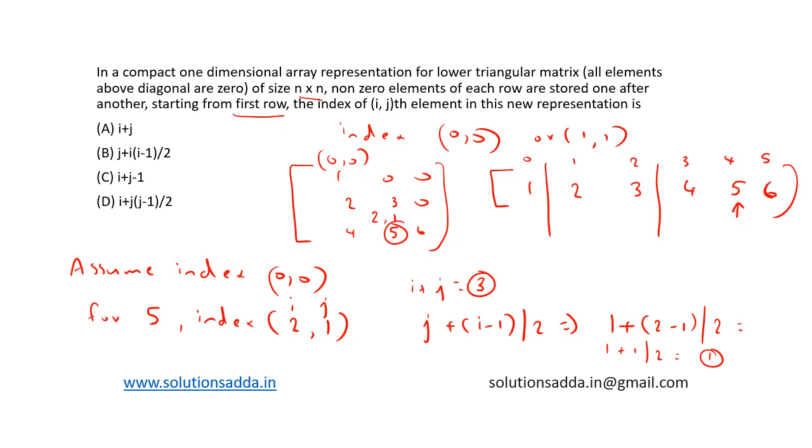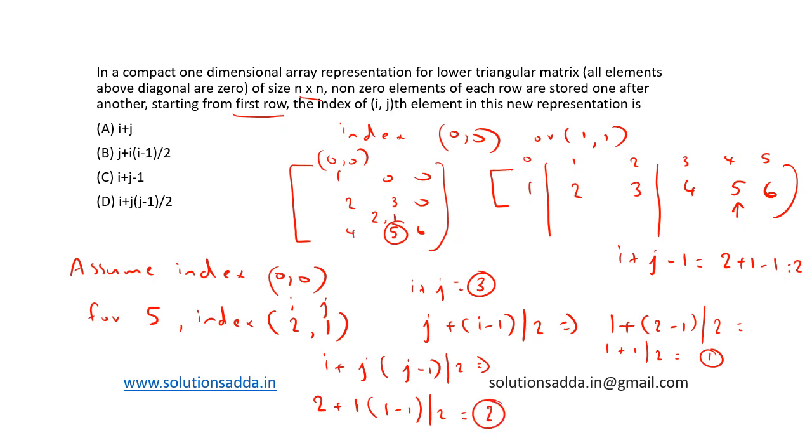Assume the third one, i plus j minus 1. 2 plus 1 minus 1, which is equal to 2. This is also not the correct answer. Last one, (i plus j) into (j minus 1) by 2. Here i is 2, so 2 plus 1 into (1 minus 1) by 2. This is also not the correct answer. Here we will get 2. So none of the options matches when we assume the index as 0, 0.